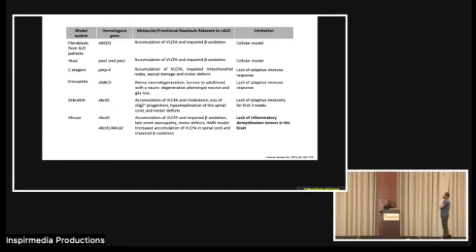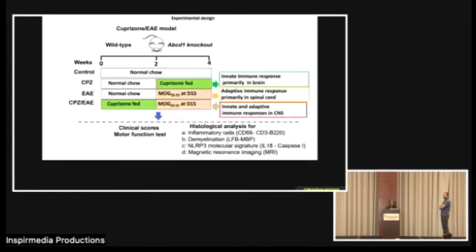Even the mouse with the ABCD1 mutation lacks inflammatory demyelination in the brain. It means the mutation is necessary, but is not sufficient to make a lesion inside the brain. There is other signaling that, together with this mutation, activates inflammation in the brain. So what we did, we made a model of cerebral ALD.